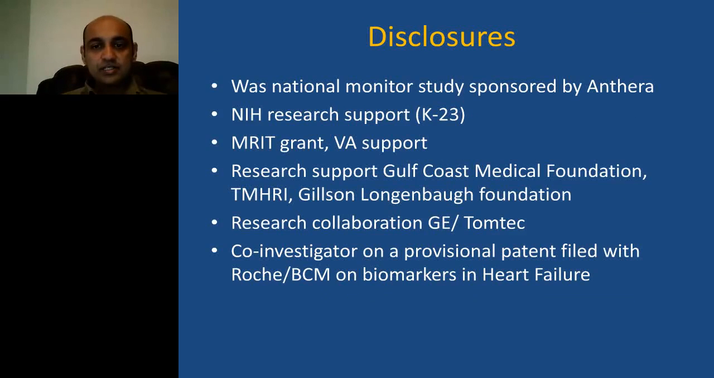Just to get disclosures out of the way, most of them are related to research. I'm currently supported by a merit grant of the VA, and was also supported by NIH in the past. I co-investigate on a provisional patent that was filed using this biomarker for biomarkers in heart failure.